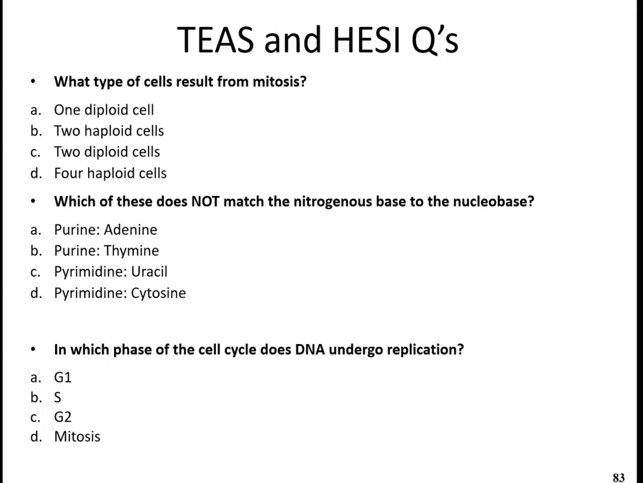Which of these does not match the nitrogenous base to the nucleobase? So is adenine a purine or a pyrimidine? Adenine is a purine, so A is correct. Is thymine a purine? No, actually, thymine is a pyrimidine. So is uracil, and so is cytosine. So you need to know which bases are the purines and which bases are the pyrimidines. And the correct answer here is B, purine and thymine, because thymine is actually a pyrimidine.